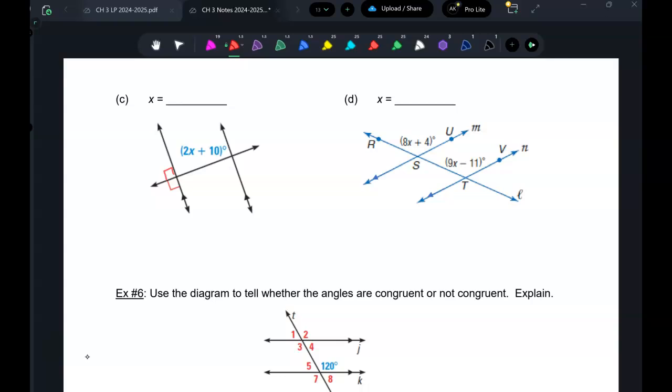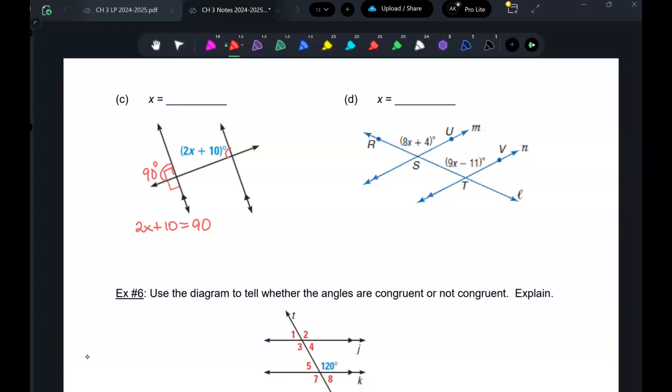Is it just 2x plus 10 equals 180? I did 2x plus 10 plus 2x plus 10 equals 30. I got x equals 40. Well, no, because that's 90. This is 2x plus 10 equals 90? These are congruent. 2x plus 10 equals 90? Yeah. Okay, go ahead and solve.